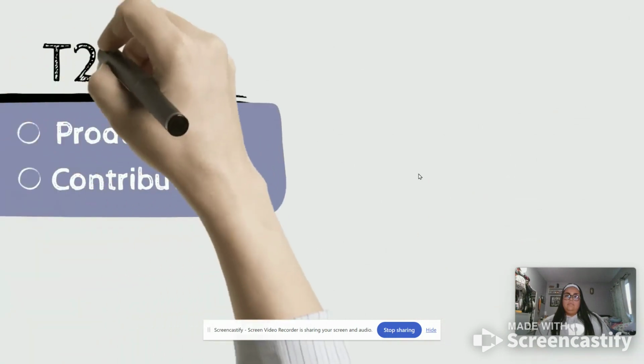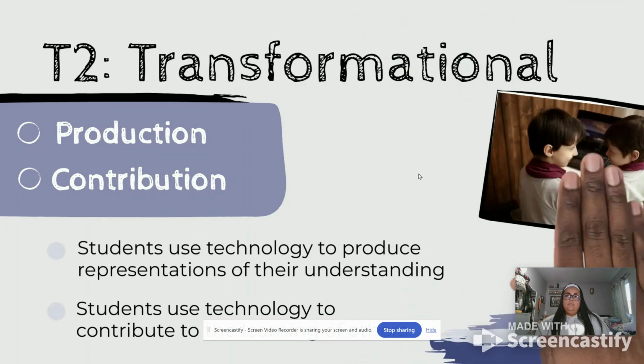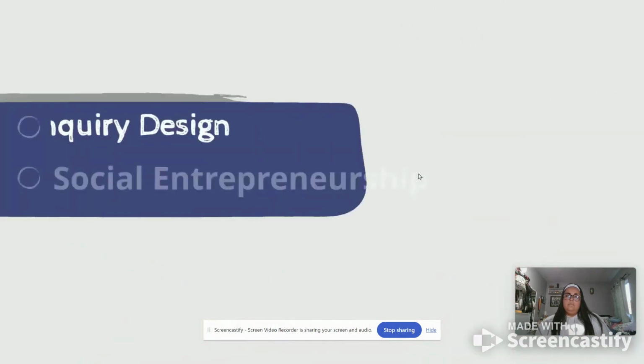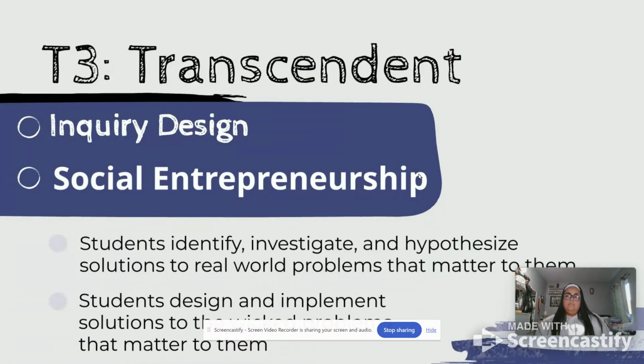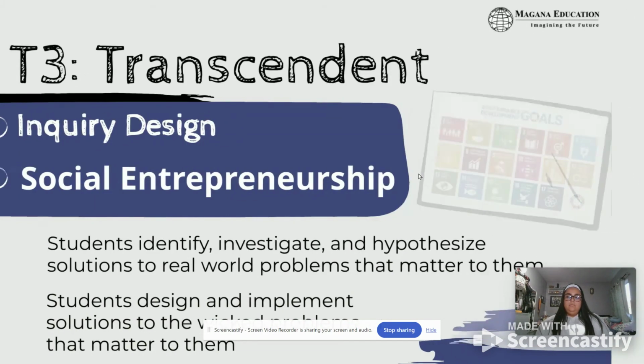Production and contribution are principles of the T2 transformational learning. Students use technology to produce representations of their understanding, and students use technology to contribute to the learning of others. Inquiry design and social entrepreneurship are the principles of T3 transcendent learning. Students identify, investigate, and hypothesize solutions to real-world problems that matter to them. And students design and implement solutions to the wicked problems that matter to them.